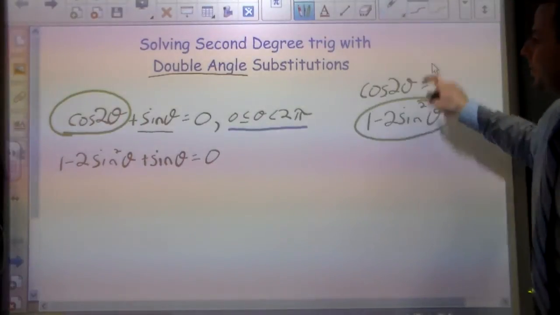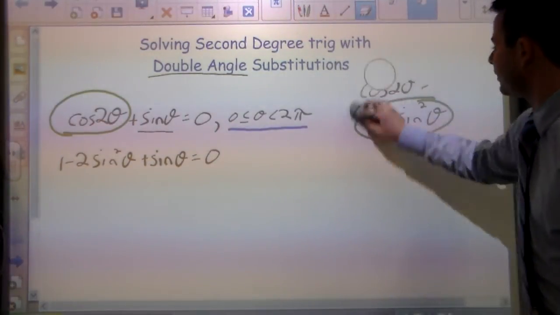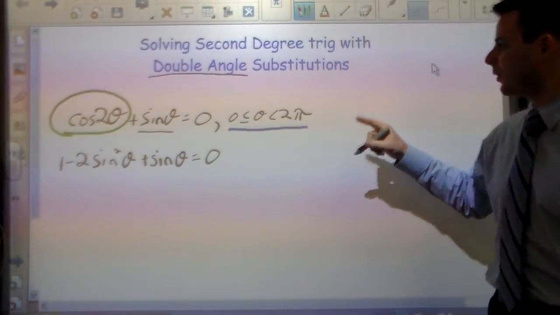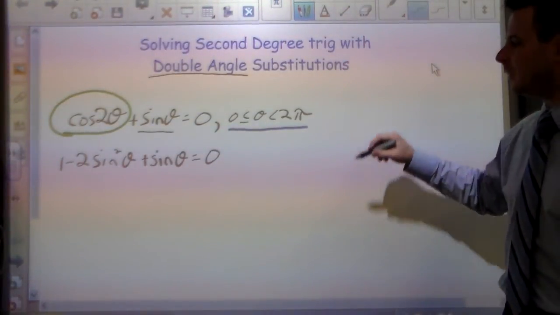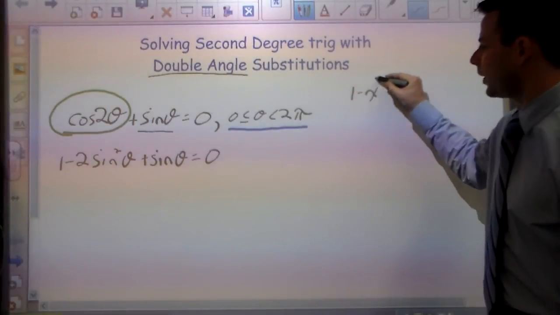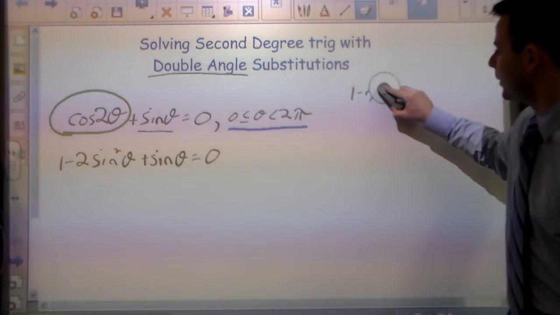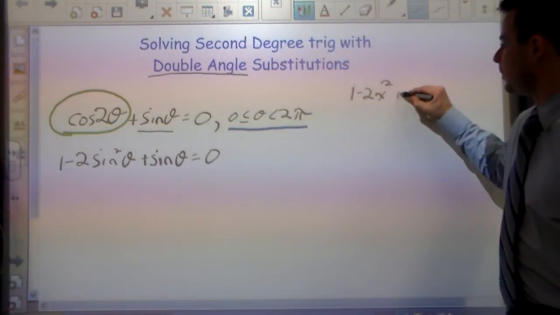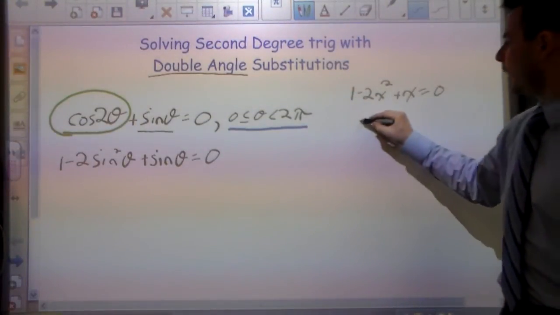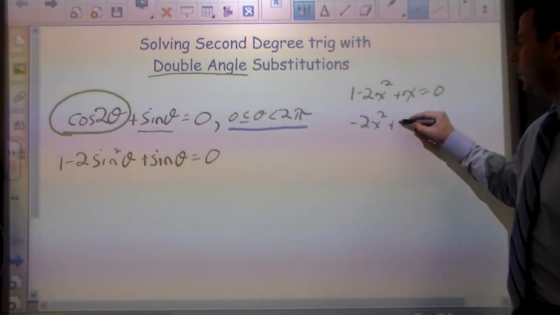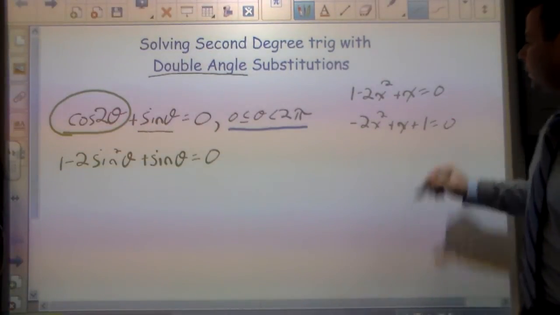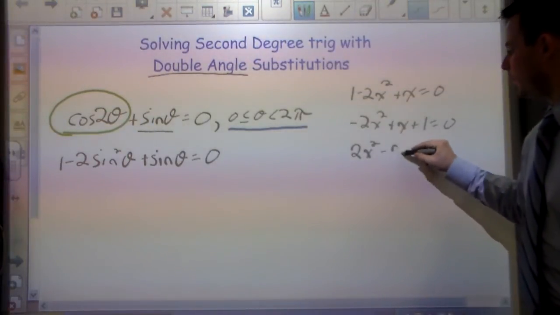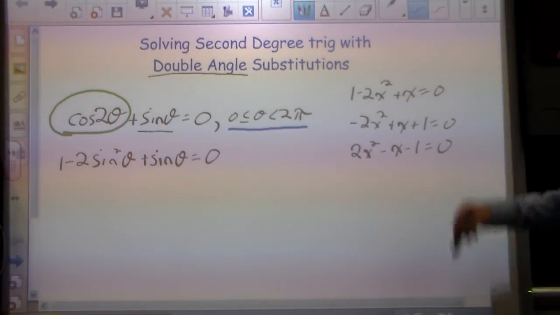So let's factor this thing by putting it into standard form. I'm going to change the order around, and I'm going to convert it to an x squared term just to make it easy to factor. So we have 1 minus 2x squared plus x equals 0. So negative 2x squared plus x plus 1 equals 0. Let's multiply everything by negative 1. 2x squared minus x minus 1 equals 0.